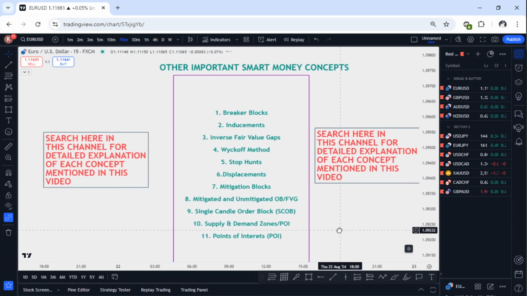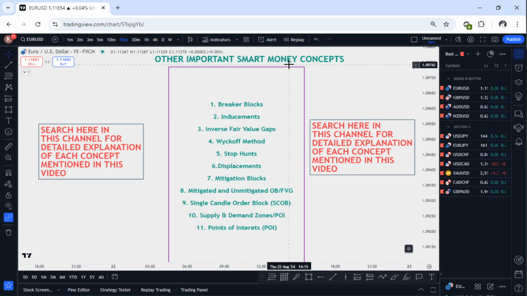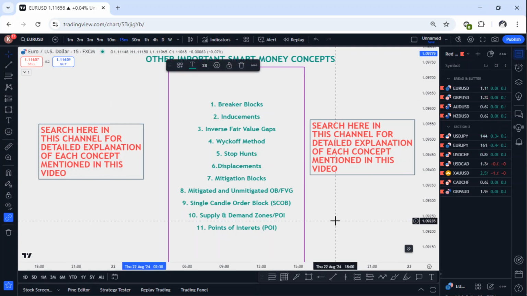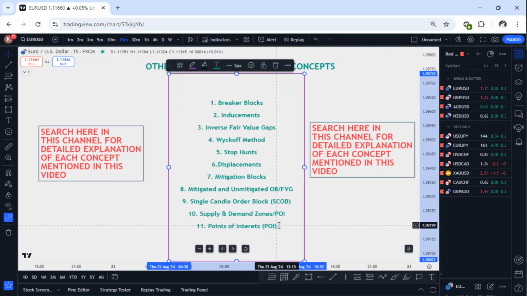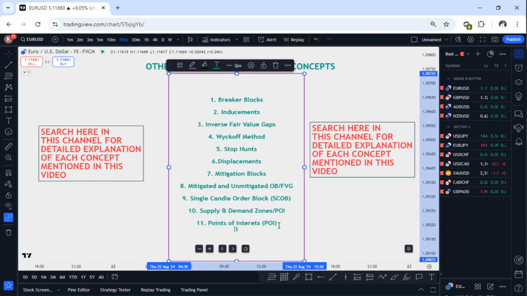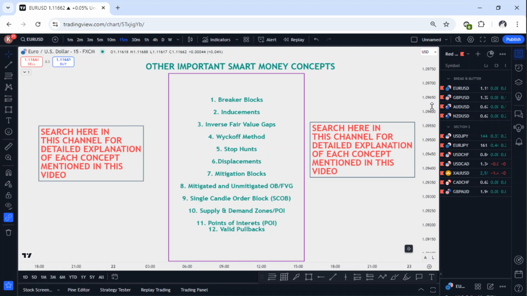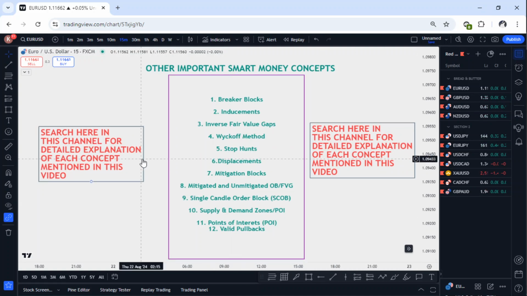We have single candle order blocks, we call them SCOBs. Then we have supply and demand POI or zones, and then we have points of interest, different points of interest, and which one is legitimate. We can even add here another concept called valid pullbacks. You have to know valid pullbacks, otherwise we just count candles and say that was a valid pullback. So you must just check in this channel. You will find all these concepts specifically explained in their individual videos.